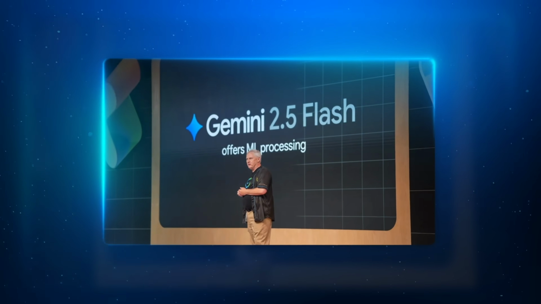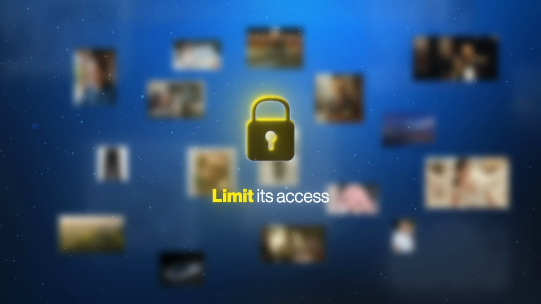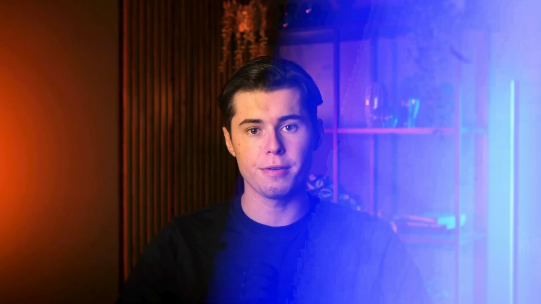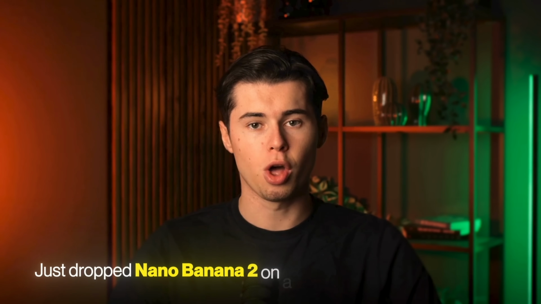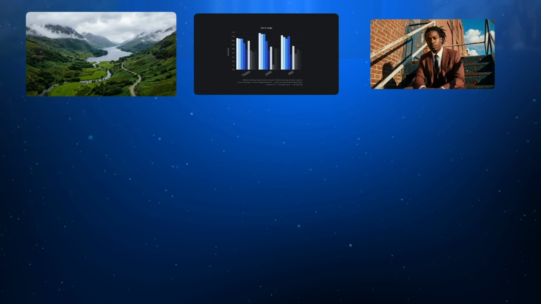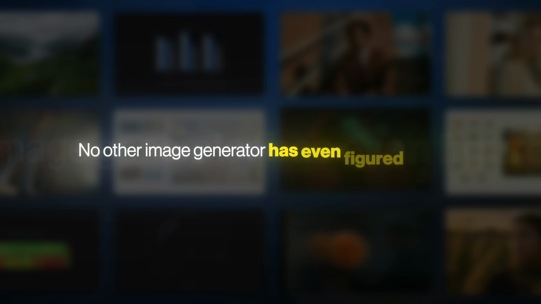Last August, Google released an image model inside Gemini that went so viral they had to limit its access because their servers couldn't handle the traffic. That was the first Nano Banana model, and now Google just dropped Nano Banana 2 on a completely new foundation, giving it capabilities no other image generator has even figured out yet.